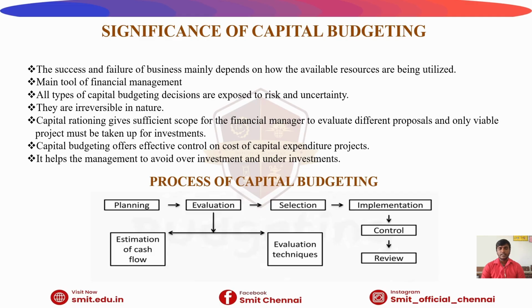Then next one, capital rationing. When funds are limited, capital budgeting helps evaluate and select the most viable projects. Then cost control. It provides a framework for controlling the cost of capital expenditure projects. And last, avoiding extremes. It helps management avoid both overinvestment, which means we are wasting some resources, and underinvestment, where we are missing some growth opportunities.